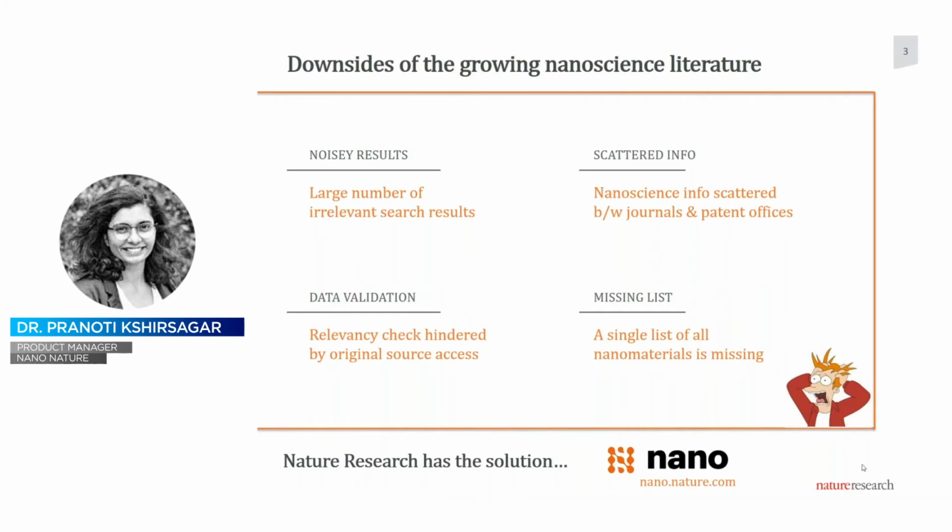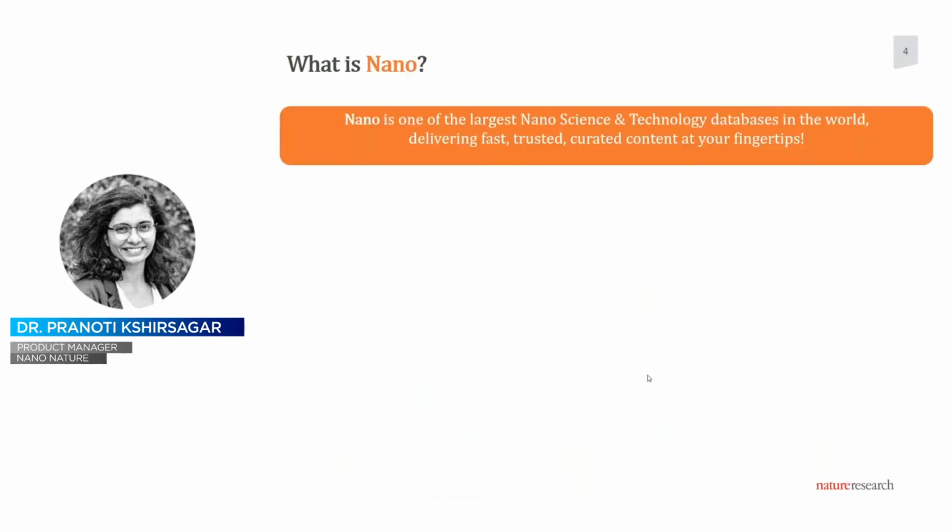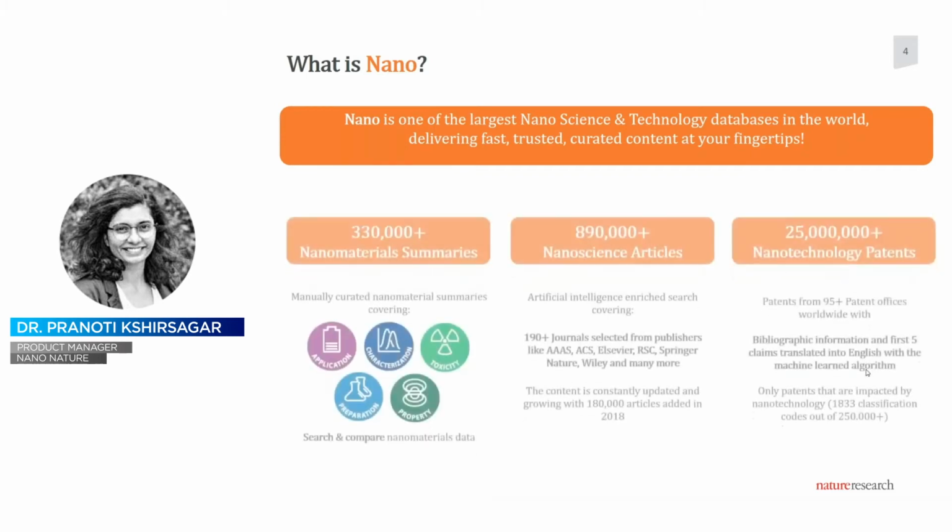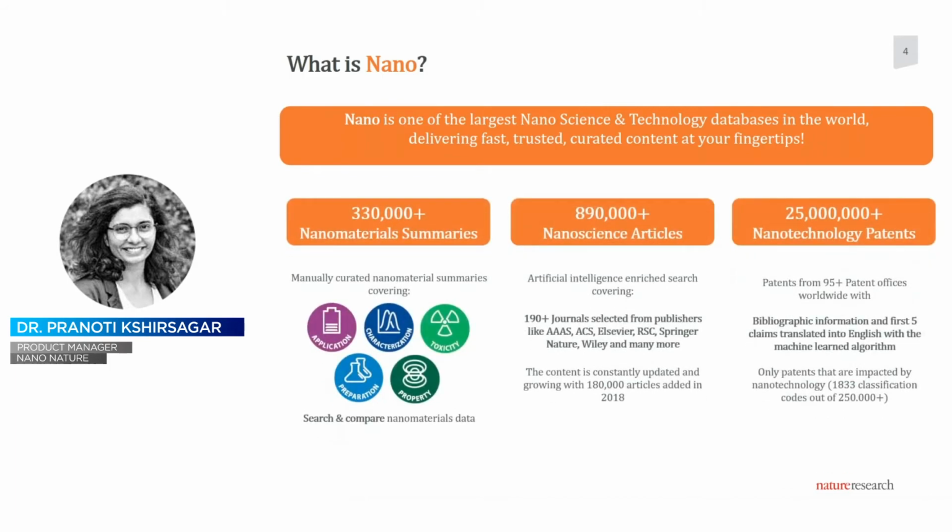So what is Nano? What does it offer? To begin with, all the information that you will find on Nano, which is nano.nature.com, that's the URL, is coming from trusted sources, and this is curated content which is available to you at your fingertips. Nano was made with the idea of bringing all the information about nanoscience and technology under one umbrella. And the content can be understood in three sections: summaries, articles, patents.